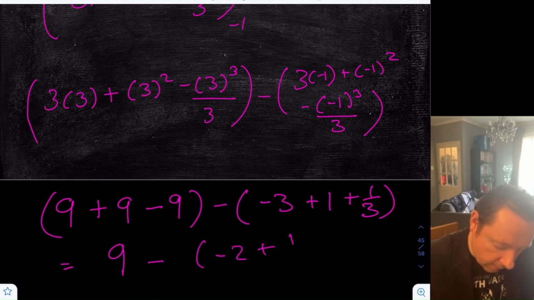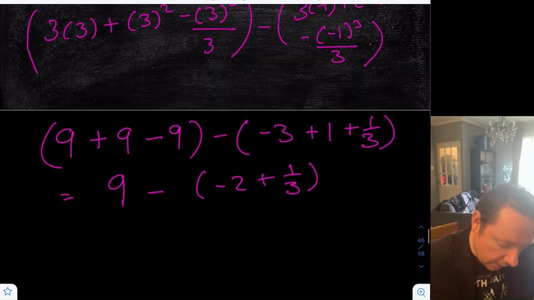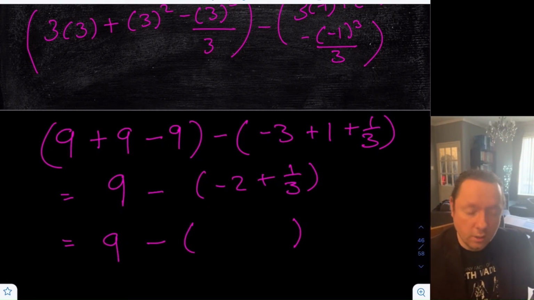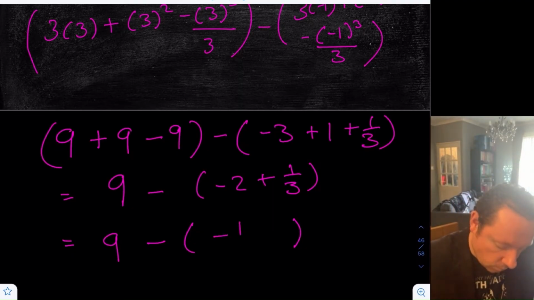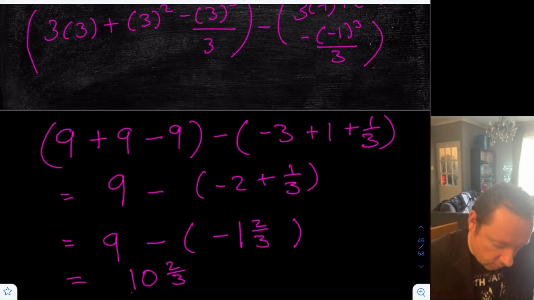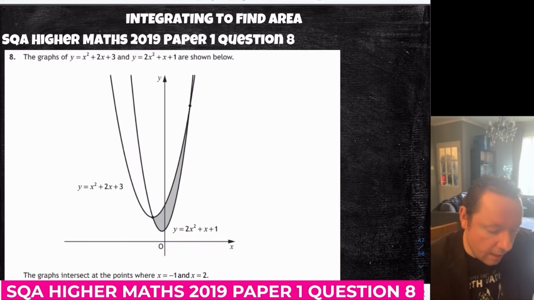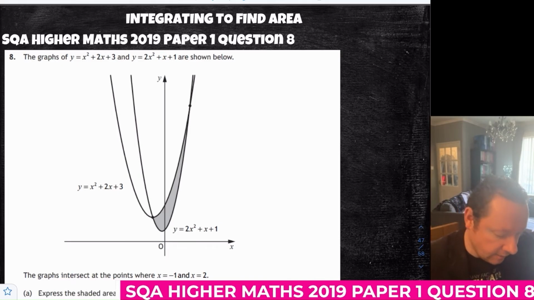Plus a third. I'll take my time on this. So we get 9 minus 2 plus a third is minus 1 2/3. 9 plus 1 2/3 is 10 2/3, and we're done there. Okay, integrating to find area. SQA Higher Maths, 2019, Paper 1, Question 8.